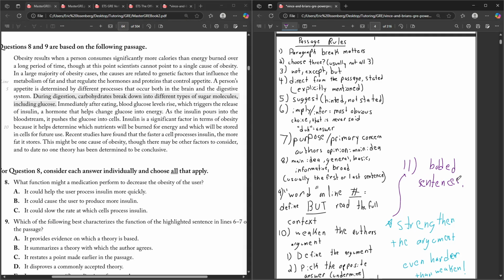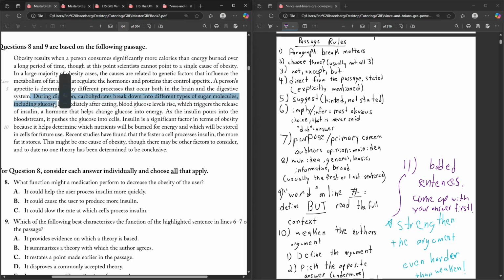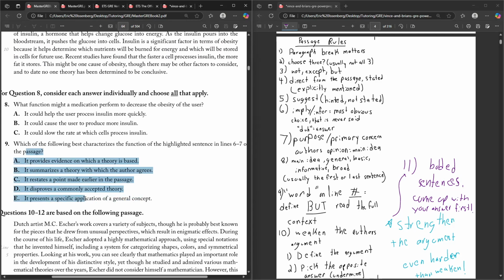The way you solve these is fairly straightforward. Just come up with your own answer first, because the answer choices are going to feel very similar. So if you define this sentence for yourself first, it gets rid of a lot of the haze and smoke going on in these answer choices. Be patient with yourself. Take your time when practicing this stuff.